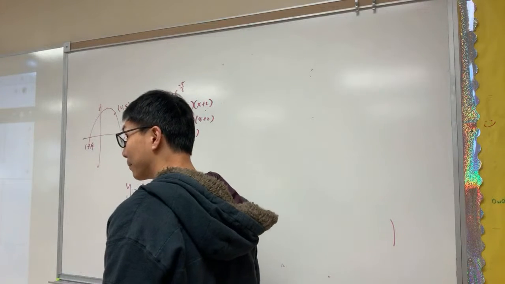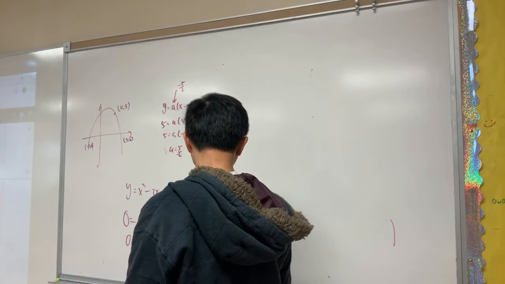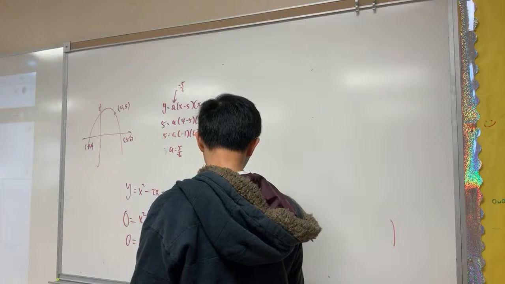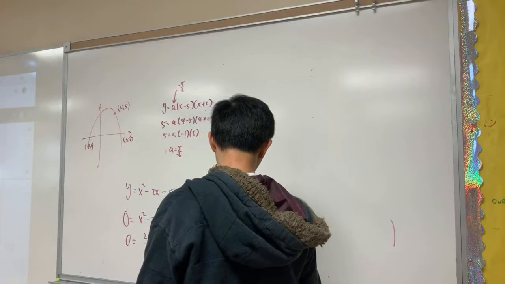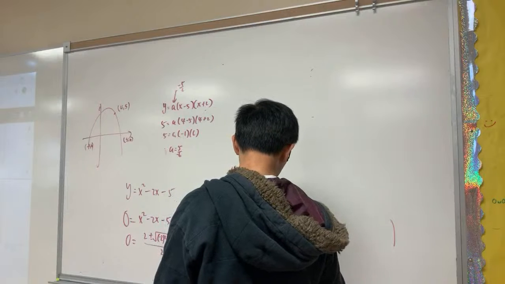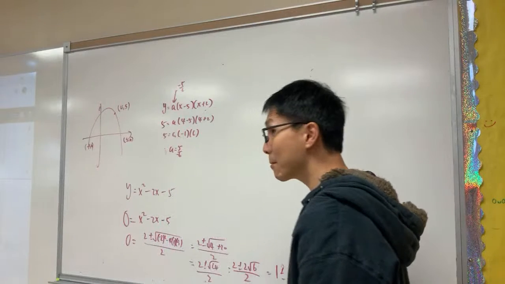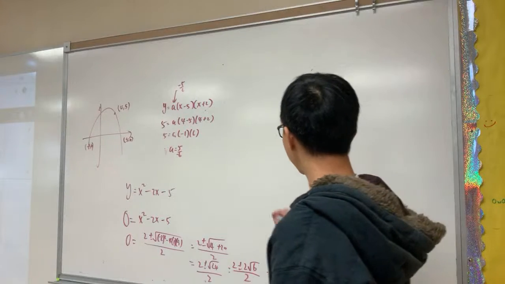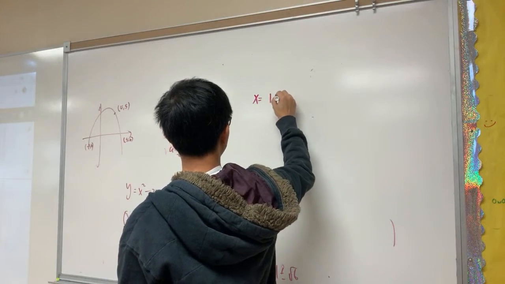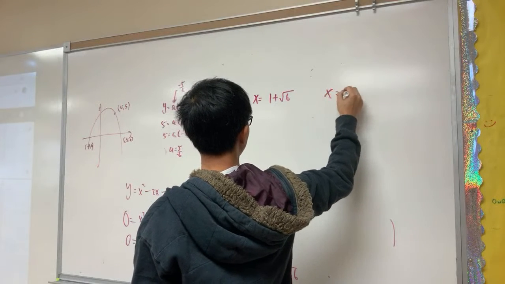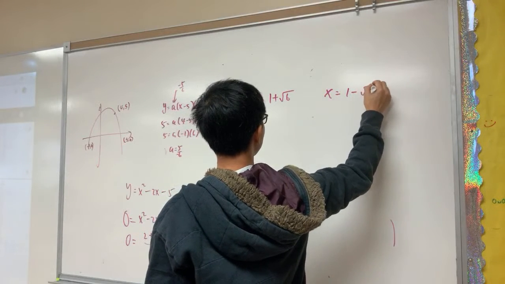Am I going too fast? I can take out 2 from the radical, so it'll be 2 plus or minus 2 square root of 6, over 2, right? And that's equal to 1 plus or minus the square root of 6. Does that make sense? Yes, sir. So x is equal to 1 plus the square root of 6, and x is equal to 1 minus the square root of 6.